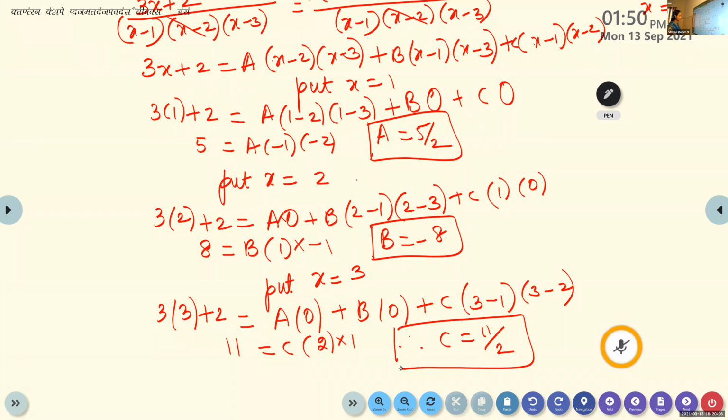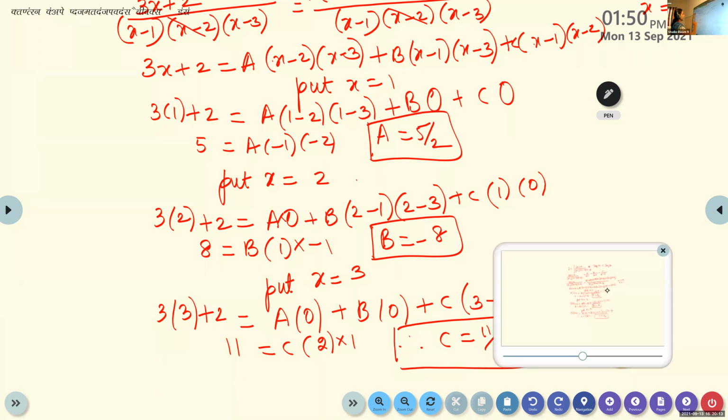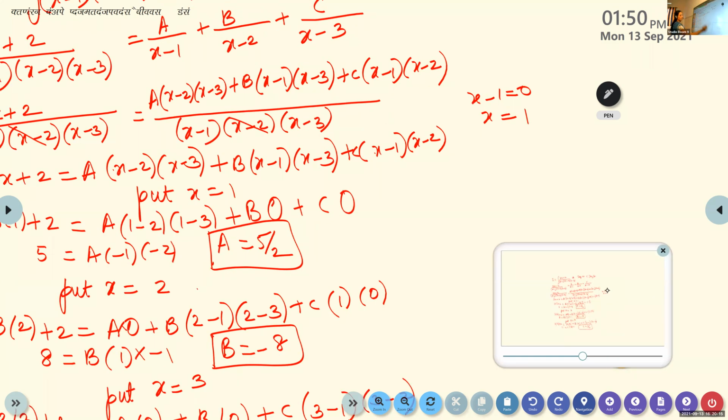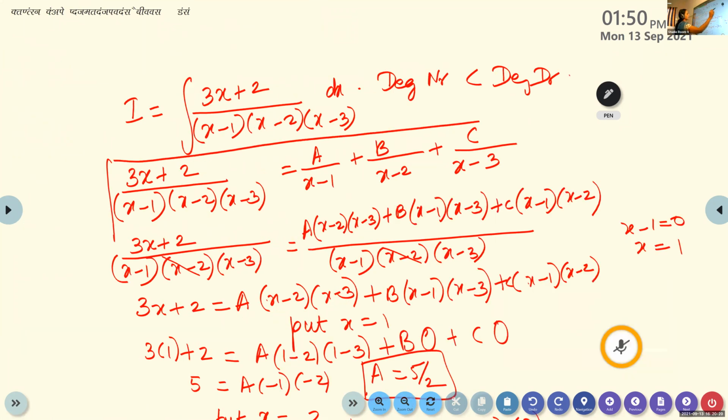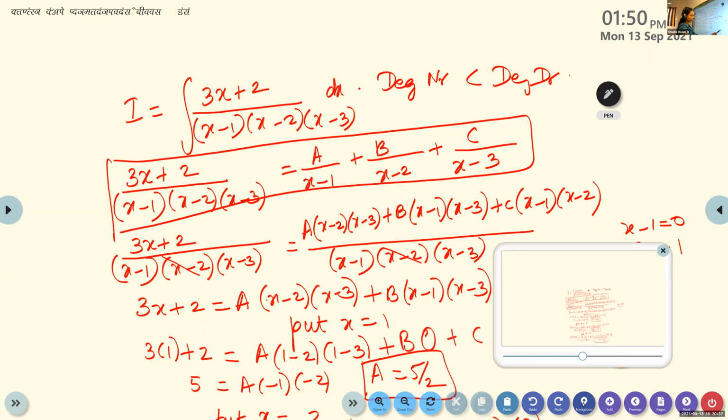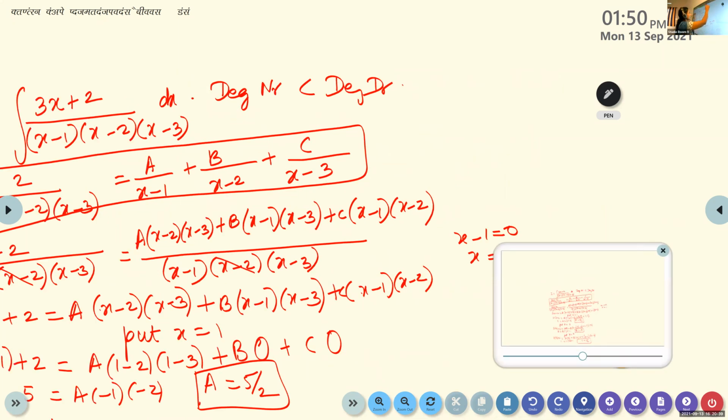Okay, so once we find these values A, B, and C, what can we do? We substitute in the beginning. Here, in the beginning, we wrote 3x plus 2 is equal to x minus 1 into x minus 2 into x minus 3. Now we got what is A, what is B, what is C. Substitute here.